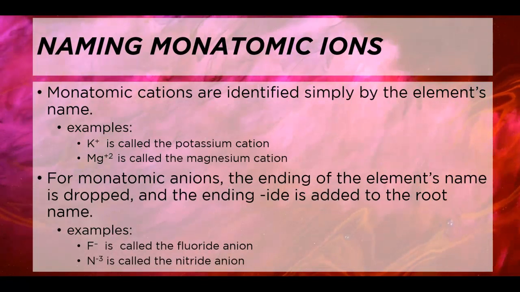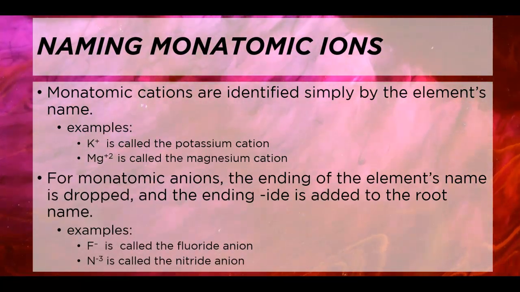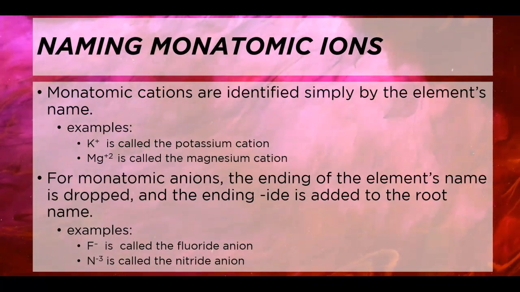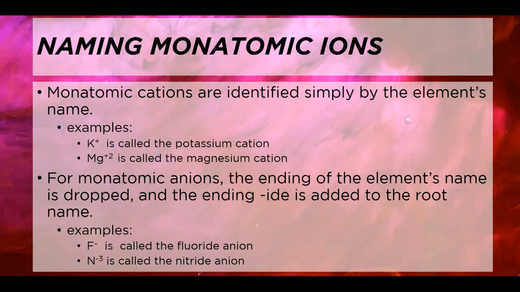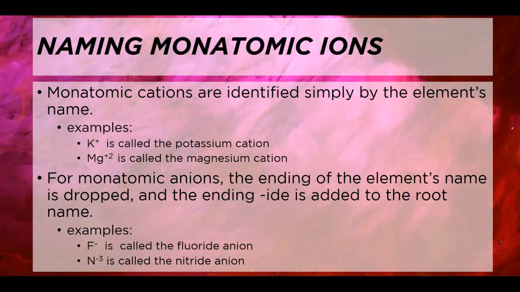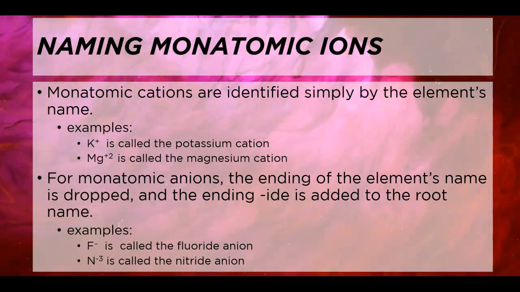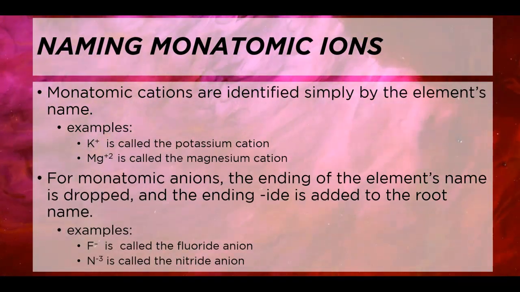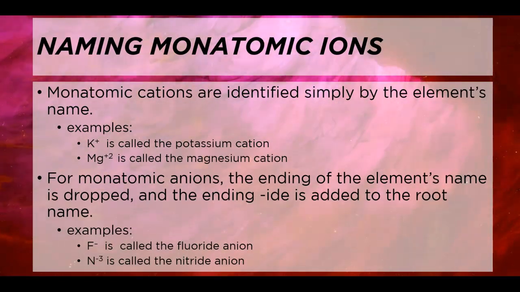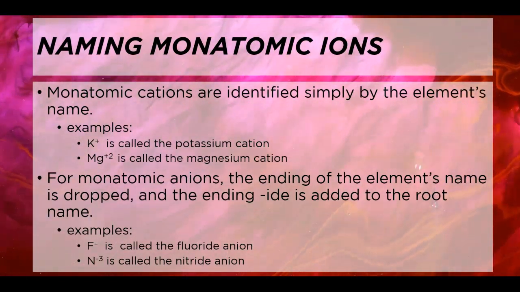Naming monatomic cations is really simple. Potassium with a plus charge, we call it potassium. Magnesium with a +2 charge, we're just going to call it magnesium. So for cations, you literally just name the ion what its element name is. However, for anions, the negatively charged ions, we're going to add the suffix "ide" at the end.